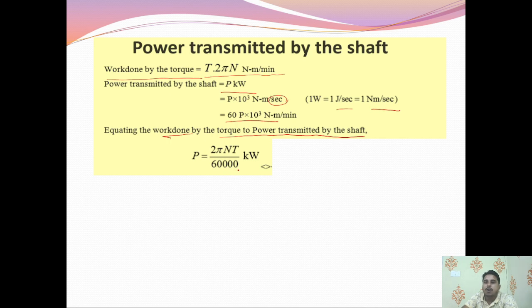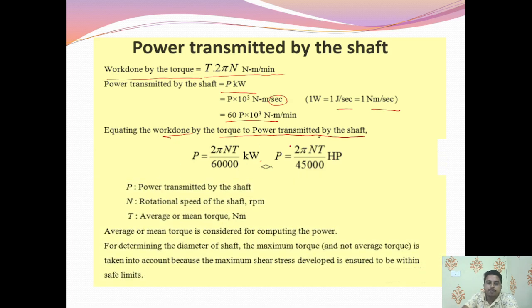If we convert it to horsepower, what will we have? P is equal to 2 pi N T divided by 45,000 horsepower. Now, what are the terms? P denotes the power transmitted by the shaft. N is the rotational speed of the shaft in RPM. T is the average or mean torque in Newton meter.